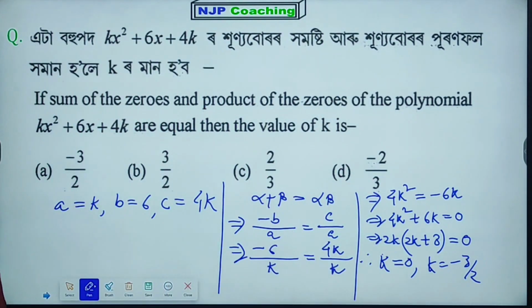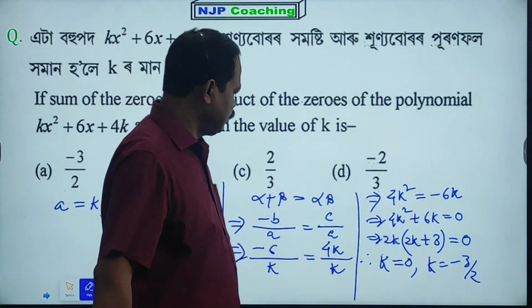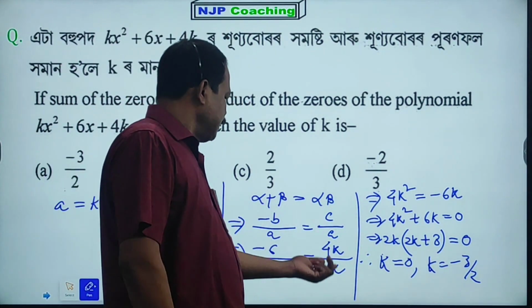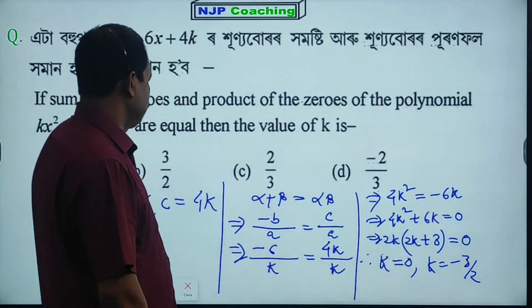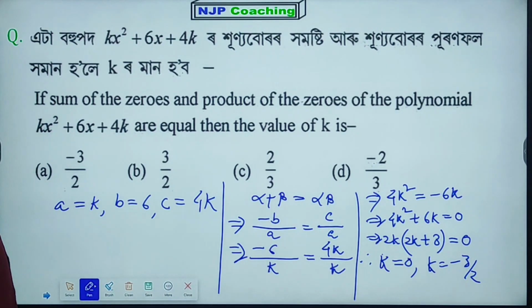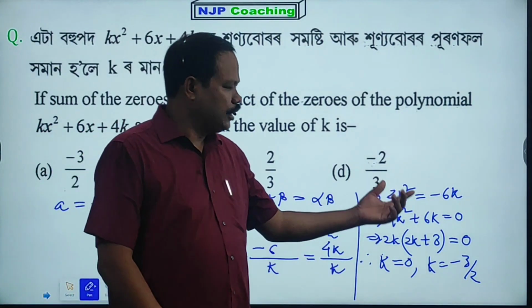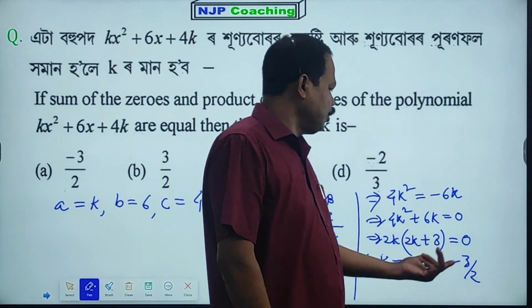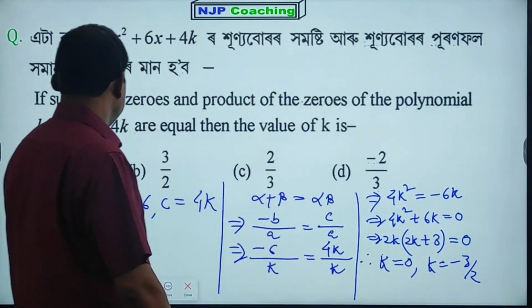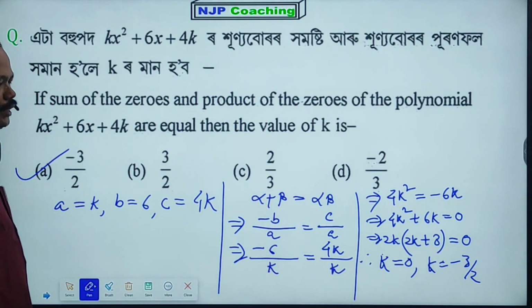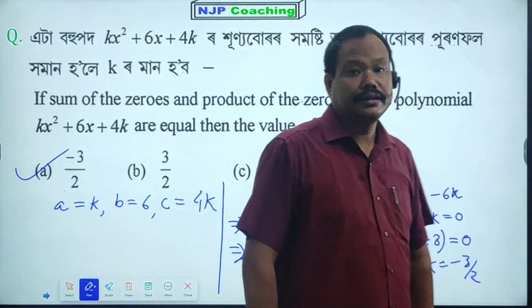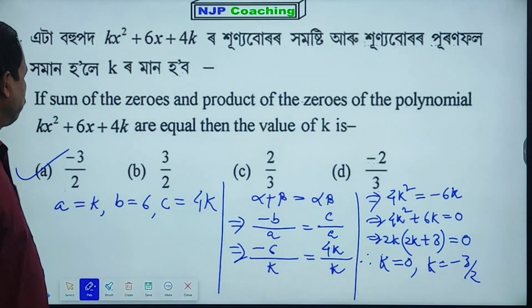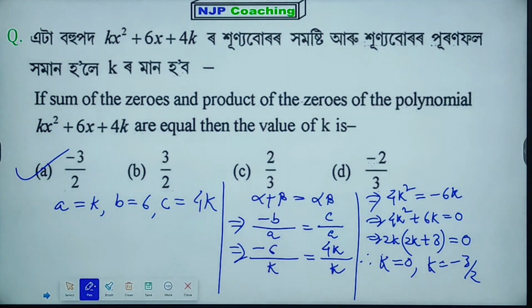So what answer is given here? We are not cancelling this k and k because we do not know whether the value of k is 0 or not. So without cancellation, proceeding in this way, we will get two values of k. One is 0 and the other is minus 3 by 2. So minus 3 by 2 is the answer. Option A is correct.